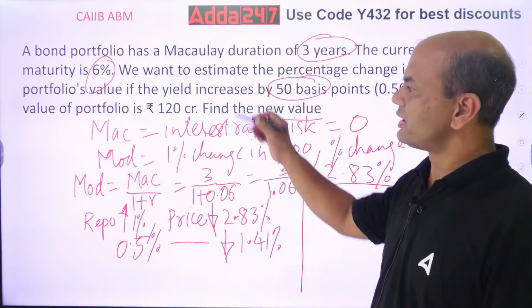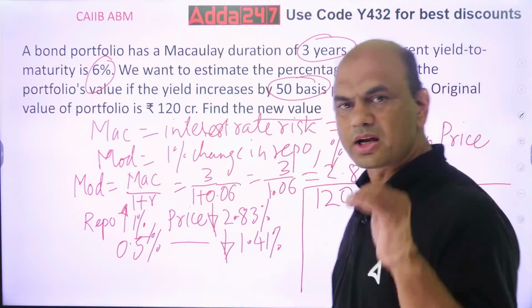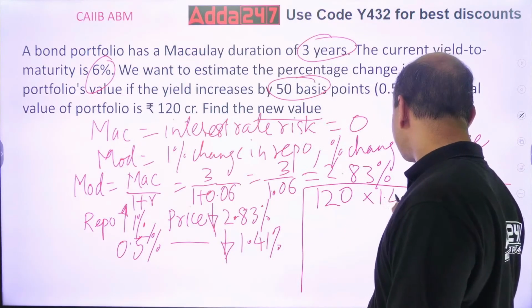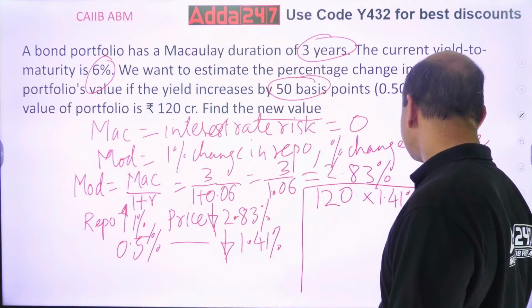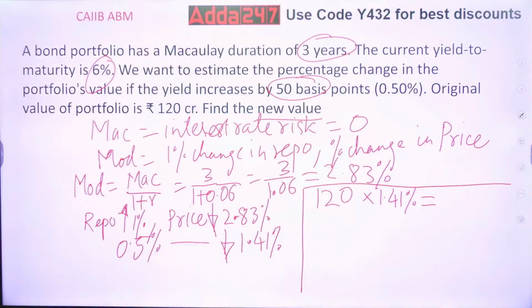What was the earlier value? 120. Let's forget this crore now. Now this 120 will fall down by 1.41%. So 120 into 1.41%. Find the answer. Remember, don't forget this percent. 120 upon 100. Upon 100 you should never forget. So 1.698. So roughly you can take it 1.70.